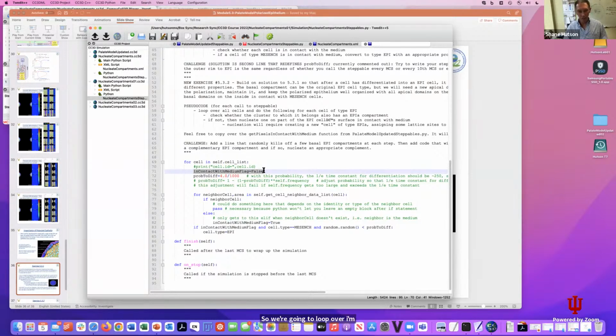I usually like to do these with a Boolean flag that I set up. So the in contact with medium flag is set false to begin with. And I'm going to set some base probability to differentiate. I chose 4 over 1,000 because that'll make the 1 over e time constant about 250. And so within several time constants, it should fully differentiate if things are working. All right, so here, this for statement is where we're going to check whether the cell is in contact with medium.